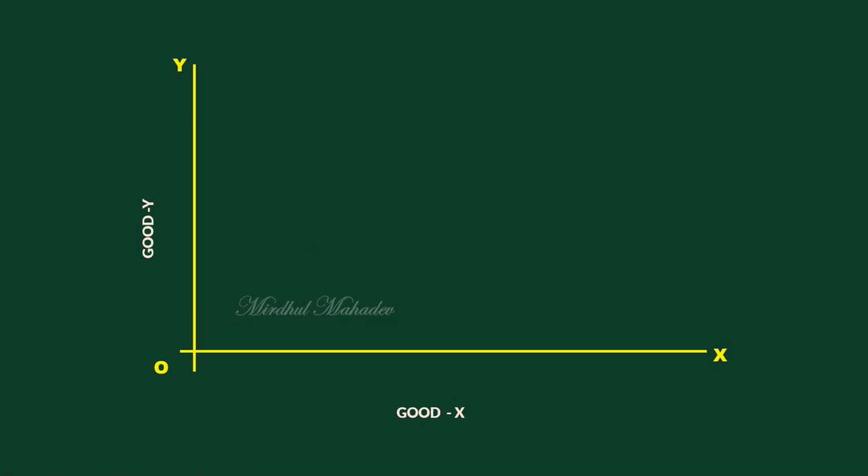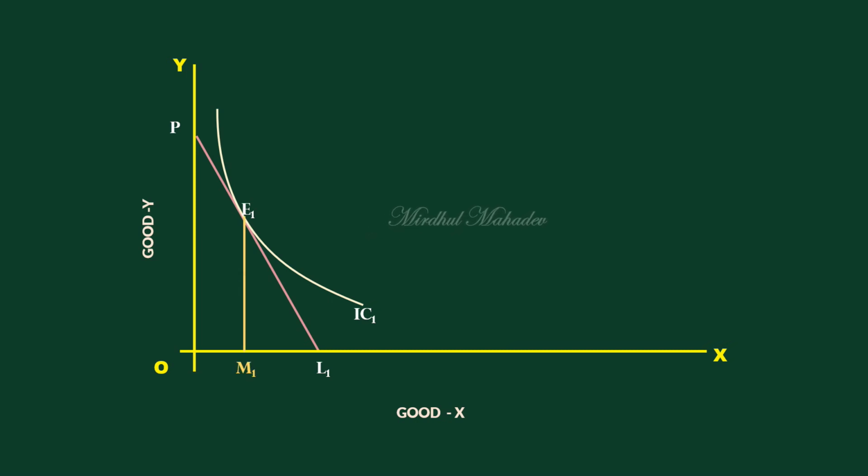As usual, good Y is measured along the Y-axis and good X is measured along the X-axis. Given the income of the consumer and the prices of the two goods, we get the price line PL1. Indifference curve IC1 is tangent to the price line at point E1. The consumer is in equilibrium at that point. He consumes M1 units of good X.